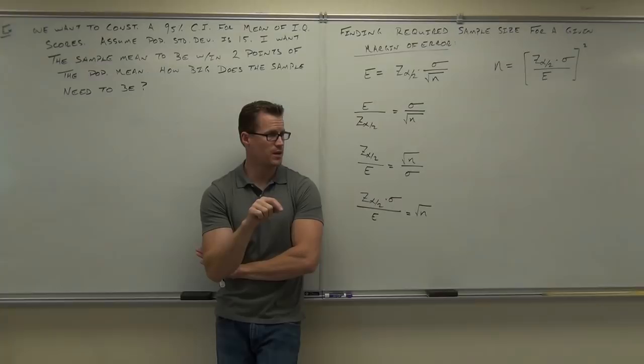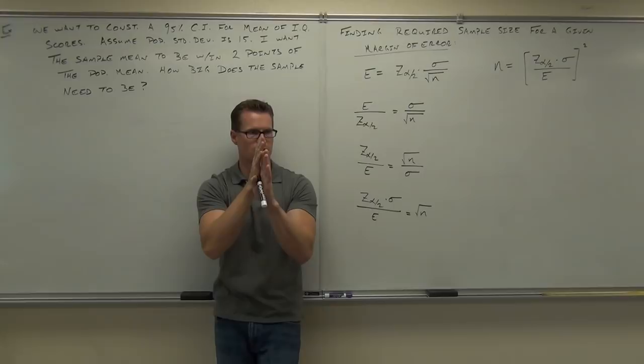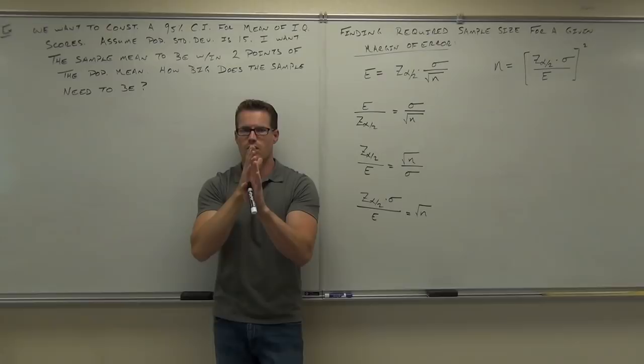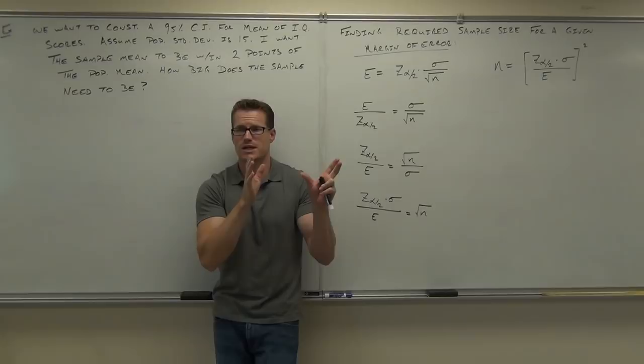You are in two distinct sections here. You're either doing proportions, percentages, great, 0.02, right? It's going to say percent. Or you're going to be dealing with means. You don't change that to a decimal because it's not a percentage. It says points. So that 2, that's 2 points.